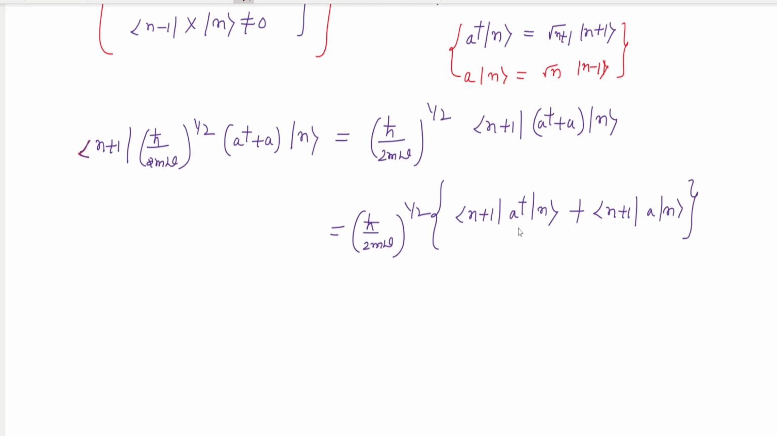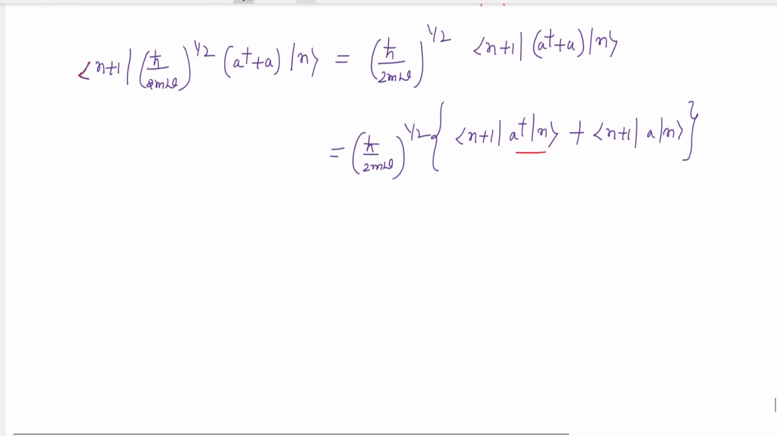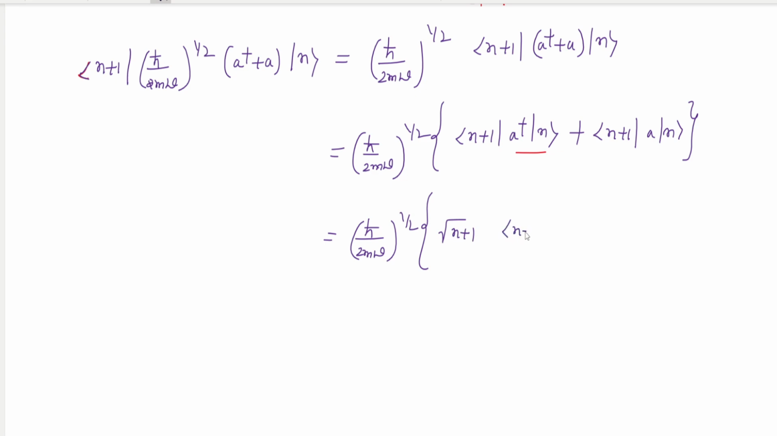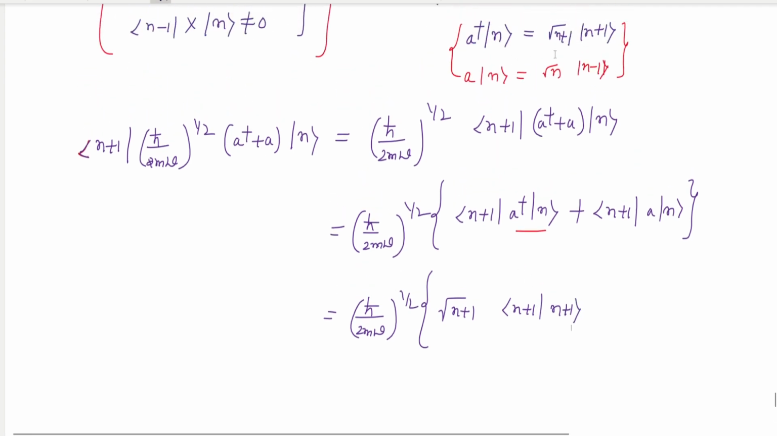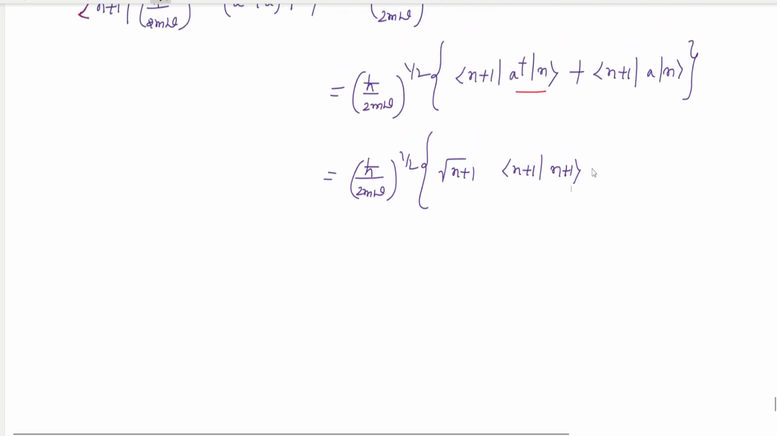A dagger applied on the n state, what can you get? h cross divided by 2m omega whole power 1 divided by 2. This is the first thing. Root is there. After applying the formula, root n plus 1. The remaining equation is n plus 1, n plus 1. Okay, this is the formula, right? Exact formula. Plus this is the n plus 1.